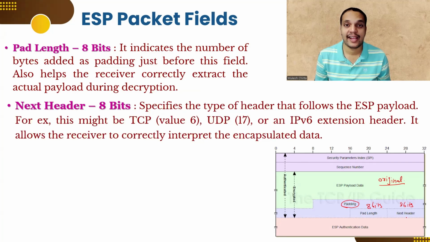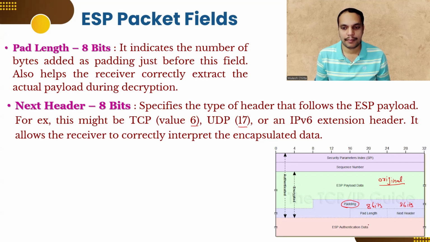The next one is the next header field. This is also an 8-bit value. This specifies the type of header that follows the ESP payload. So what protocol data is being transmitted using ESP, whether it might be TCP, which has the value 6, whether it is UDP, which is 17, or even an IPv6 extension header. It allows the receiver to correctly interpret the encapsulated data. So the receiver can understand what kind of protocol data he is receiving. That is the job of the next header, which is once again 8 bits in length.